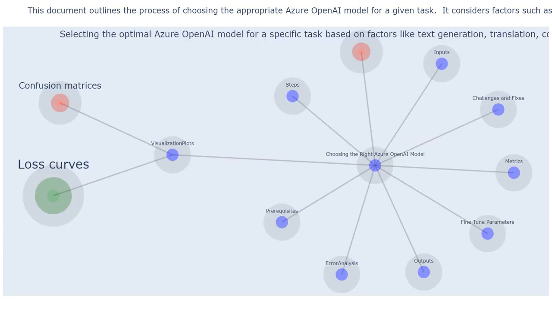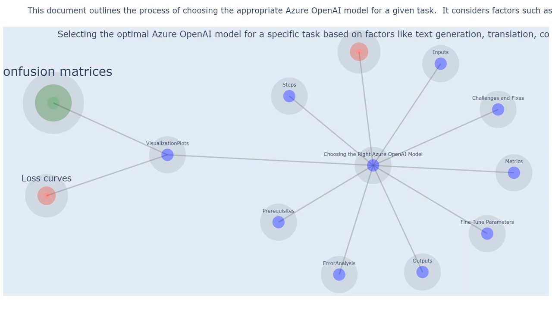Visualization plots. Loss curves are graphical representations that show how the model's error rate changes during the training process. They provide insights into the learning process and can help identify potential problems. Confusion matrices are visual representations of the model's predictions for different classes. They are helpful in identifying patterns of misclassification and understanding the model's strengths and weaknesses.